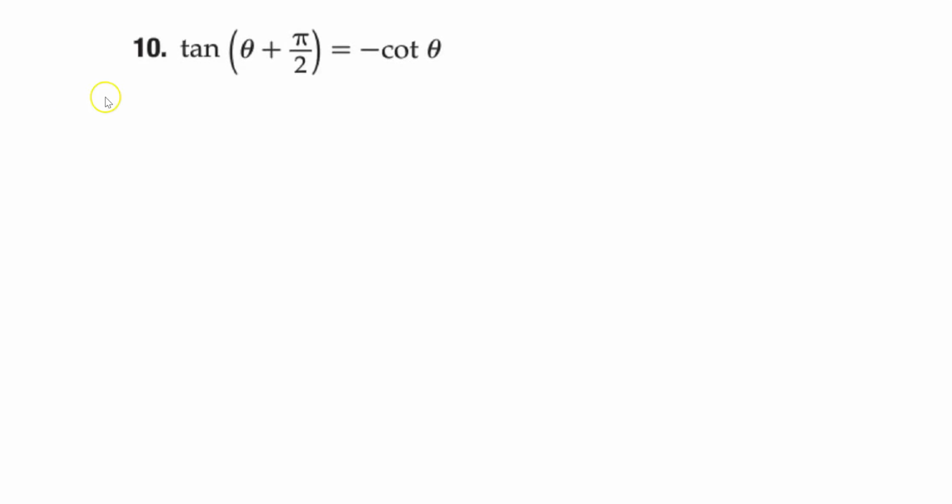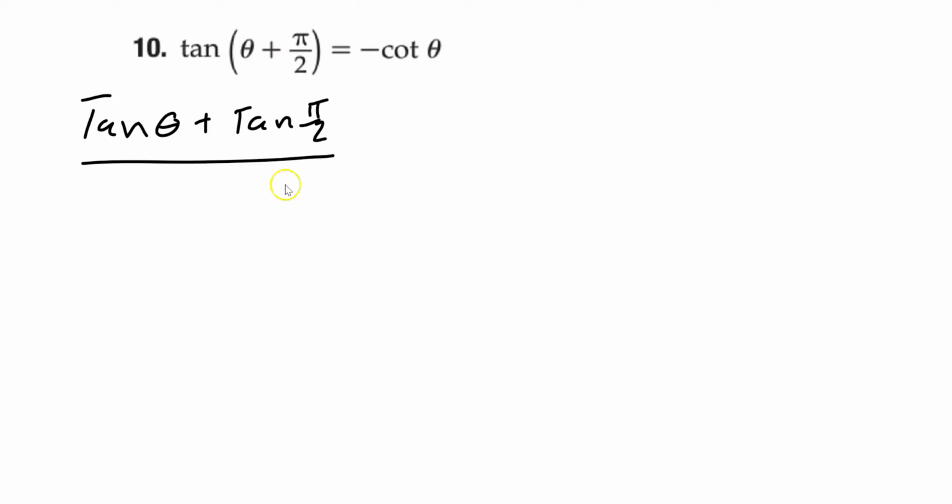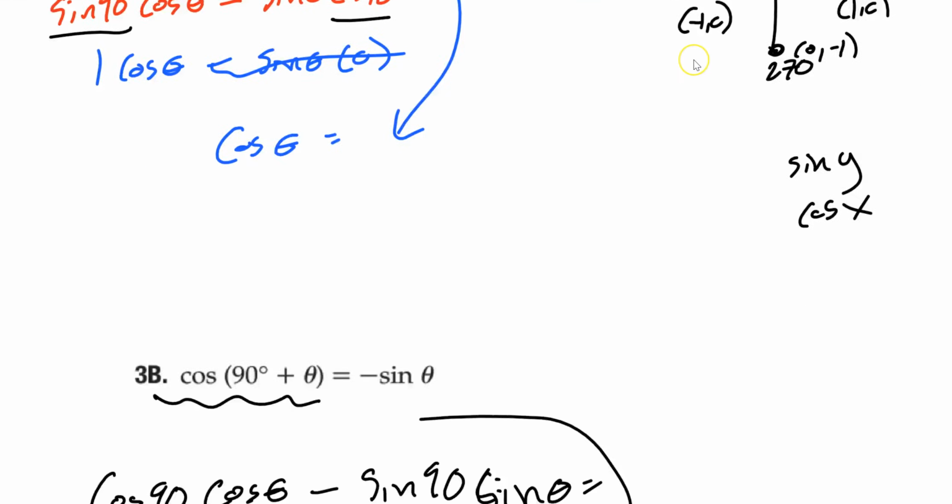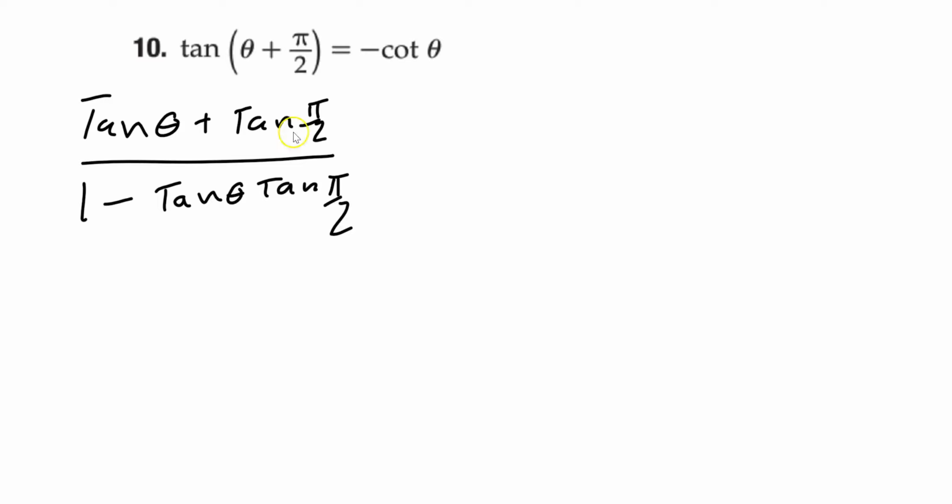So based on the formula, it's going to be tan theta plus tan pi over 2, all over 1 minus tan theta tan pi over 2. So right now, and actually that's not going to work. Tan of pi over 2 is undefined. Tan is sine over cosine, so you're going to get 1 over 0. That's undefined. So actually it's not going to work. It was bugging me. So what we're going to do instead is this.